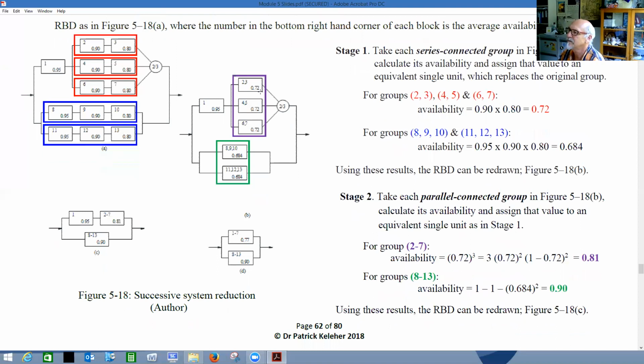So in stage 2, this is a parallel block, another parallel block, and as we saw beforehand, we've got to use our little formulas. They differ for parallel and series, of course. But we just use the little formulas we've been talking about. So now we're going to call this group 2 to 7, so it's 2, 3, 4, 5, 6, 7. For 2 to 7, we can use our little formula for the parallel that we saw above, and we can calculate our probability for our availability.